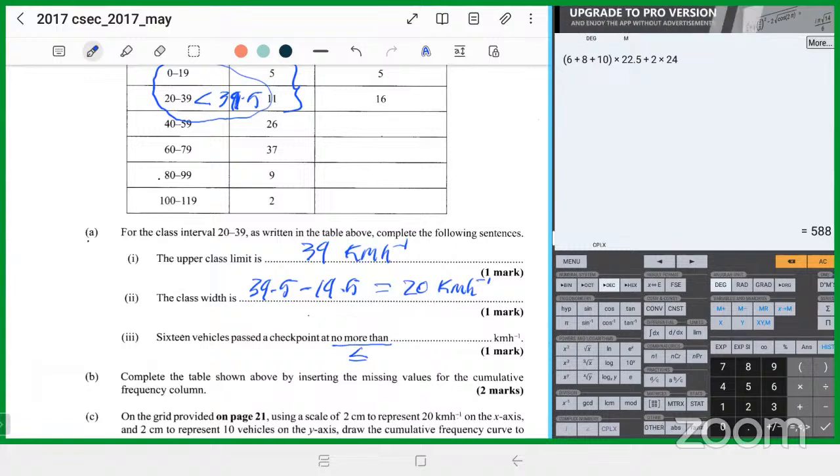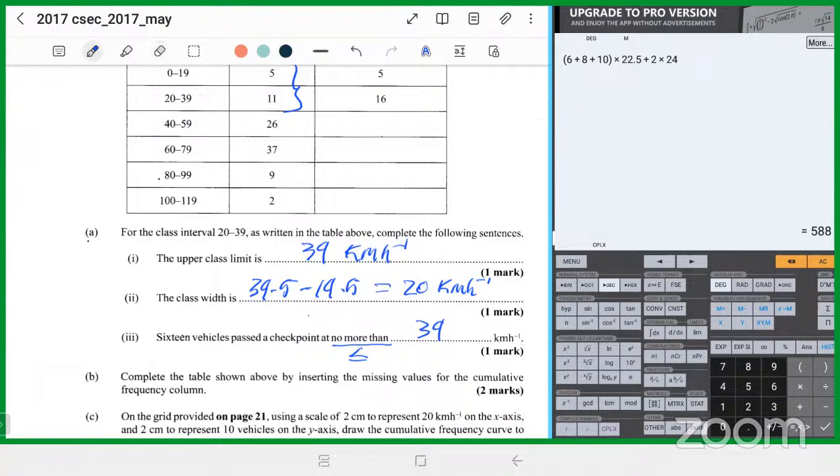So I guess it's the 39. No more than 39. That's no more than the 39. So that means less than or equal to. So it's going to be 39, the upper limit. So 16 vehicles passing no more than 39. No more than 39 means 39 or less. So that is it. All right, so it's 39.